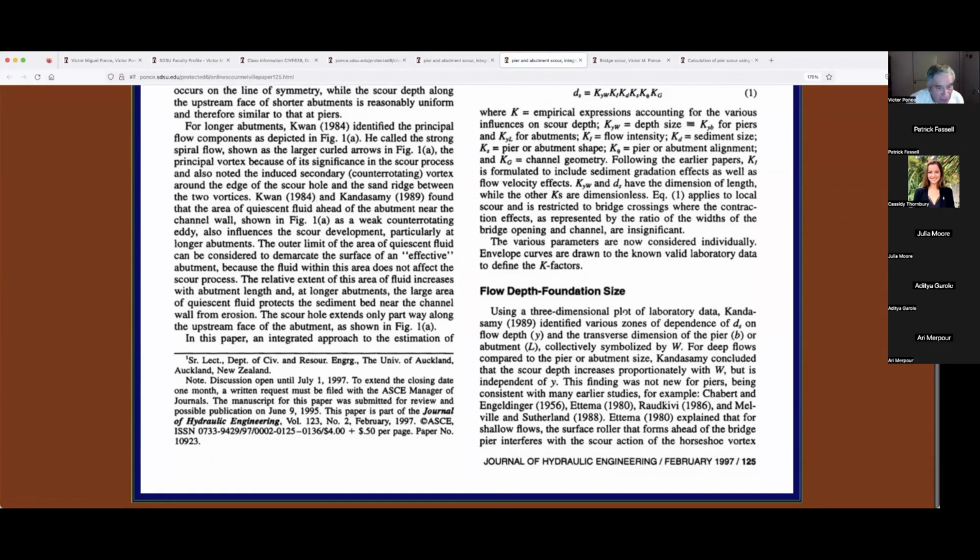It is very complex. I am told, because I researched this, that Melville spent 20 years developing this equation. He is a senior lecturer, Department of Civil and Resources Engineering, University of Auckland, New Zealand. Oh, I'm sorry, I said Australia. No, it's New Zealand. Different. Australia is not the same as New Zealand.